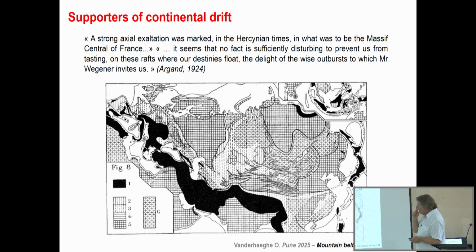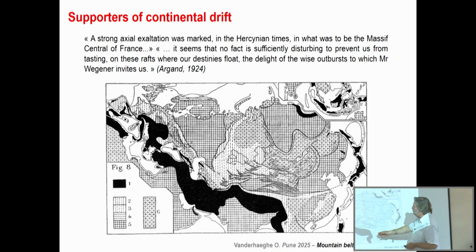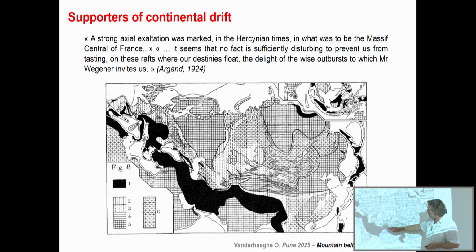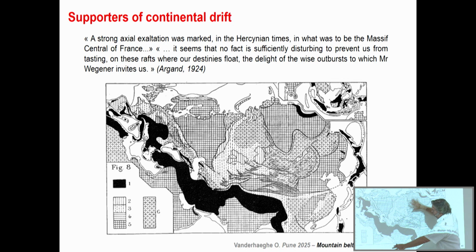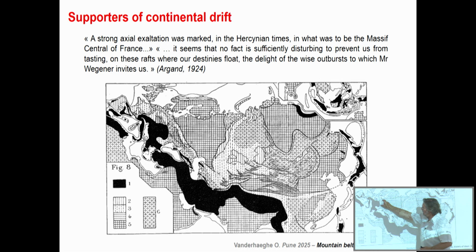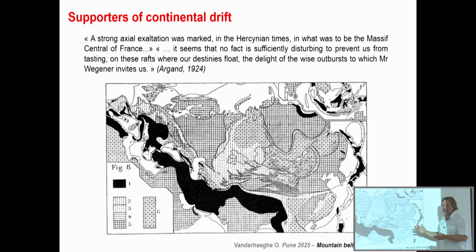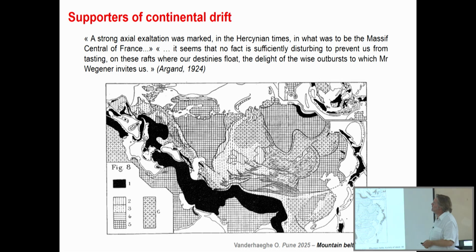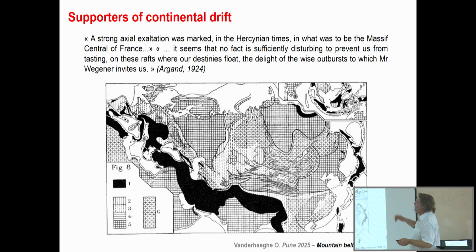Argand, who was also a supporter of continental drift, used it to explain the formation of the Alps between moving continents, but also the Variscan belt, which lies along the same trend as the Alpine belt. And he was getting carried away here. No, I'm not. Just take a minute to read that.